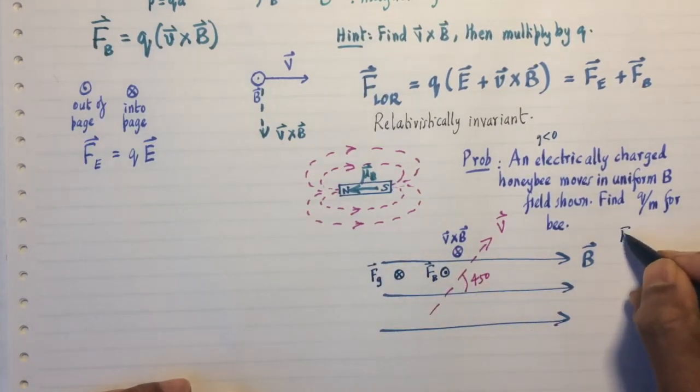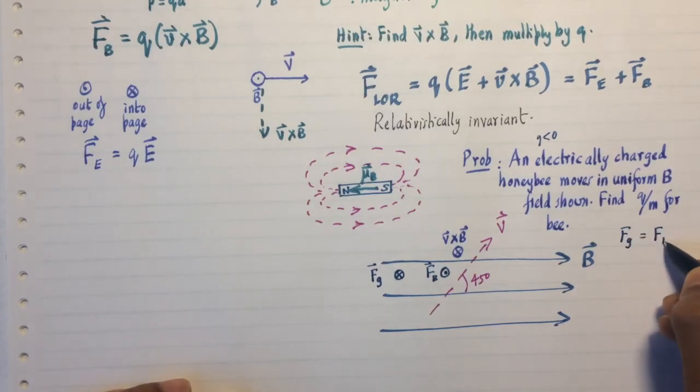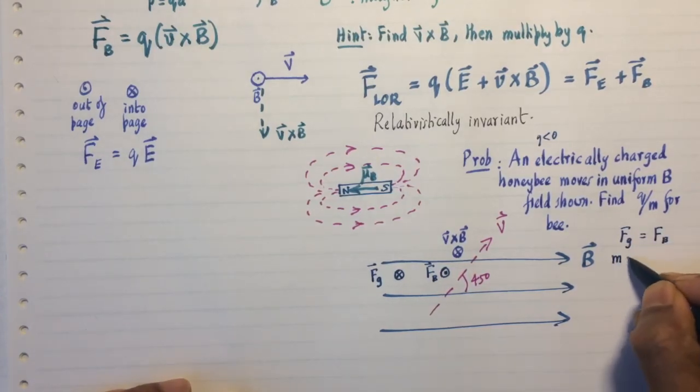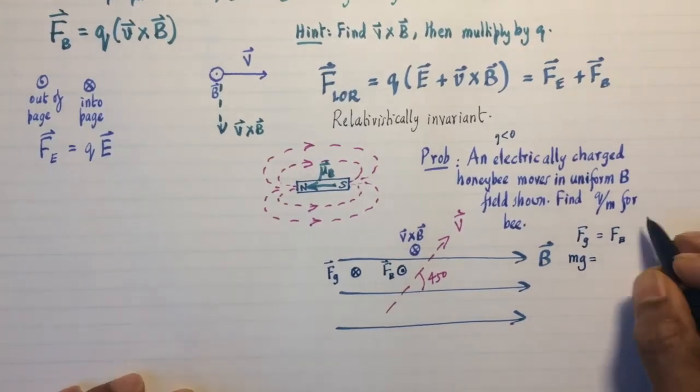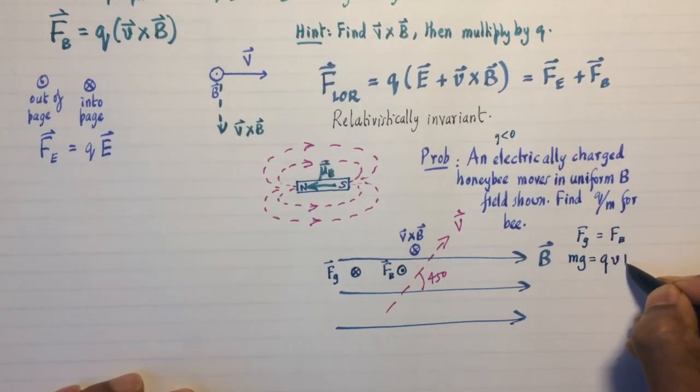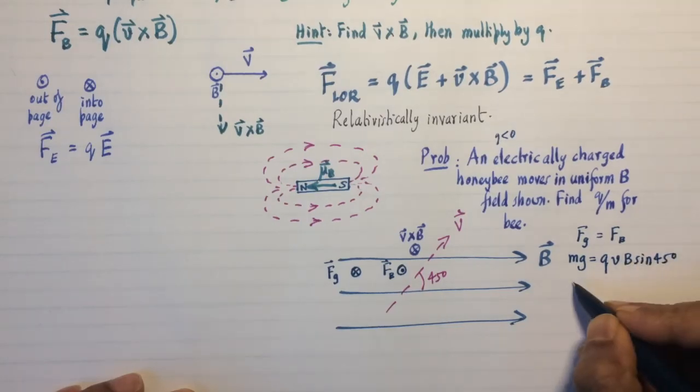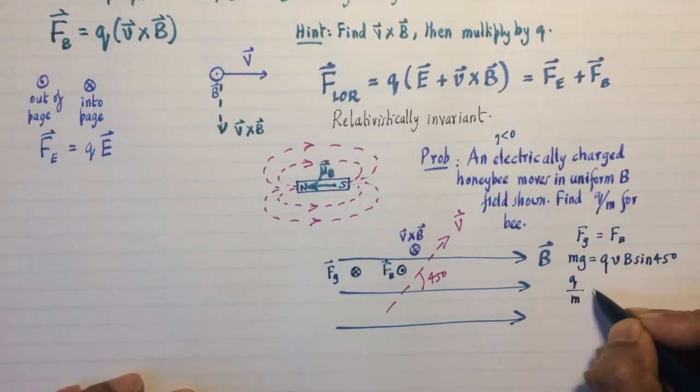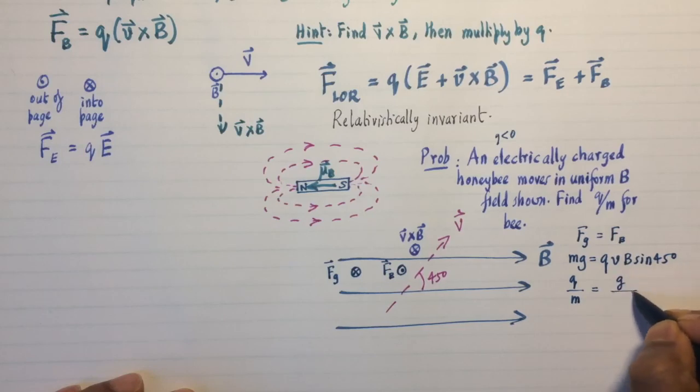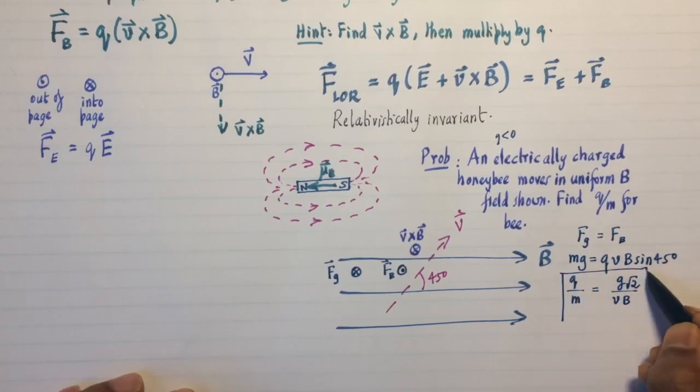So if I set Fg equal to FB in magnitude, then I'm going to get mg equals q times v times B sine 45 degrees, because 45 degrees is the angle. And I have my answer, q by m is equal to g over vB, and sine 45 is 1 over root 2. So that's the answer to this problem.